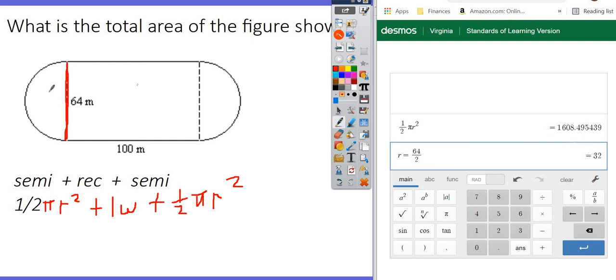And my area of this part of my figure is 1,608, and I'm going to round to the nearest tenth, 0.5. Now I know this semicircle over here has the exact same diameter, so it has the exact same radius, so I know it's the exact same thing, 1,608.5.